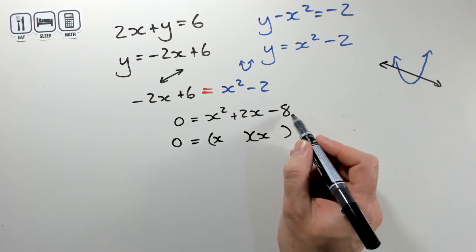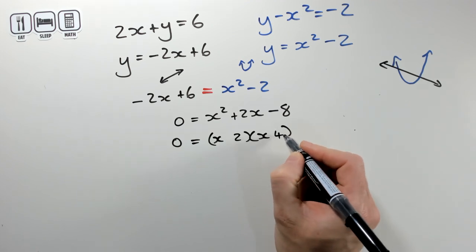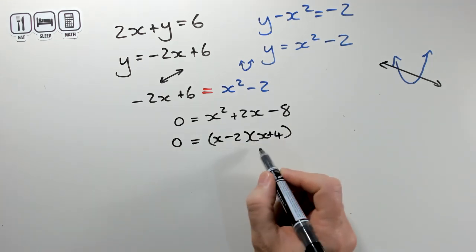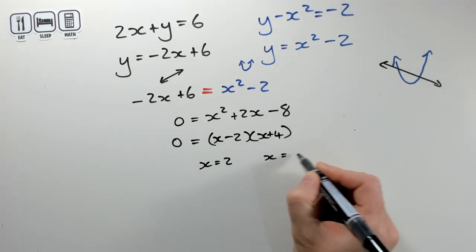I'm thinking 2 and 4 should work. If I have a plus 4 and a negative 2, that would work. And I'm going to get 2 answers. So x is going to be 2 and x is going to be negative 4.